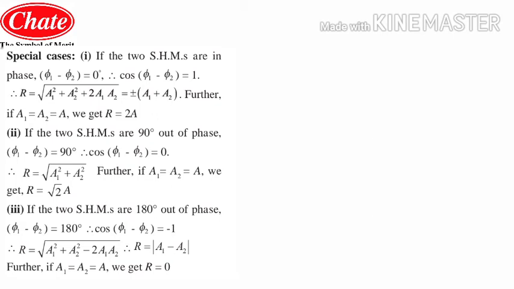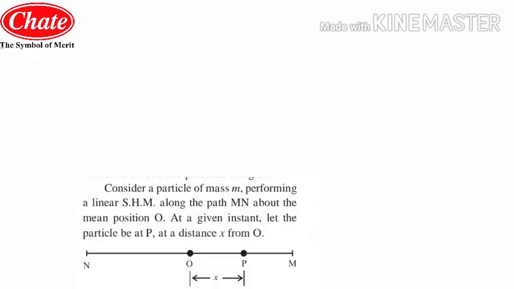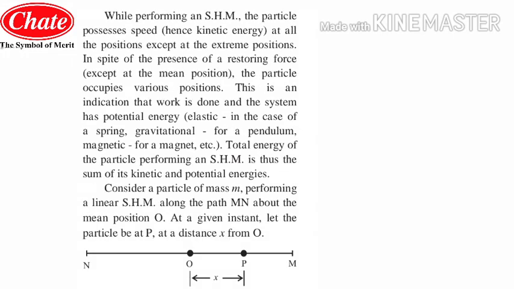Now students, we will see the next part. So now we will see the energy of a particle performing SHM. As you can see, while the particle is performing SHM, the particle possesses speed, that is nothing but kinetic energy, at all positions except the extreme position. Means when the particle is at the extreme position, its speed is almost 0. That's why the particle has to come again to its equilibrium position. That's why the kinetic energy will be 0 at its extreme position.